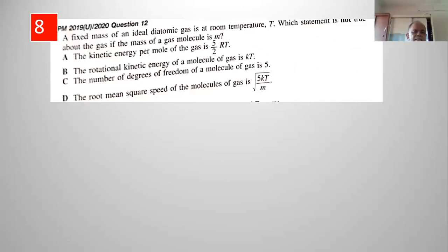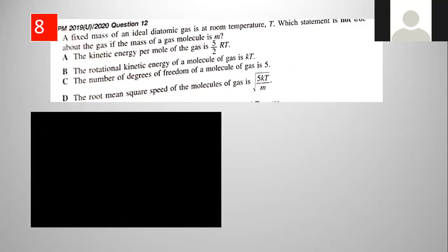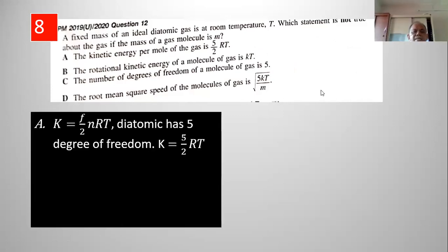A fixed mass of an ideal gas is at room temperature. Which of the statements is not true about the gas if the mass of the gas molecule is m? Basically, kinetic energy per molecule is given by that. If it's diatomic, 5 degrees of freedom, put inside your value for f there, you get kinetic energy is 5/2 RT. A is correct.